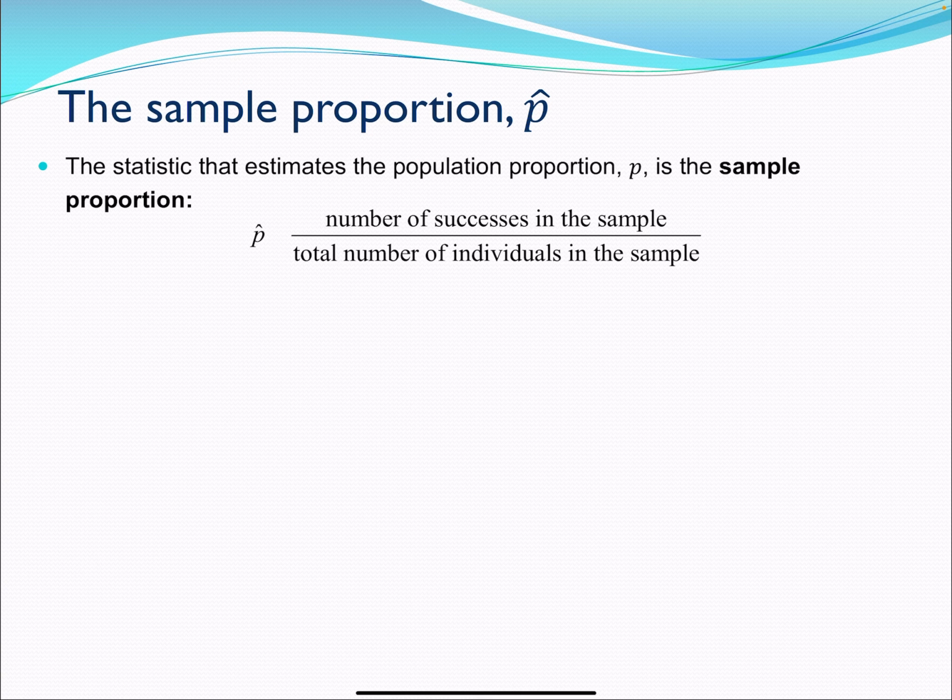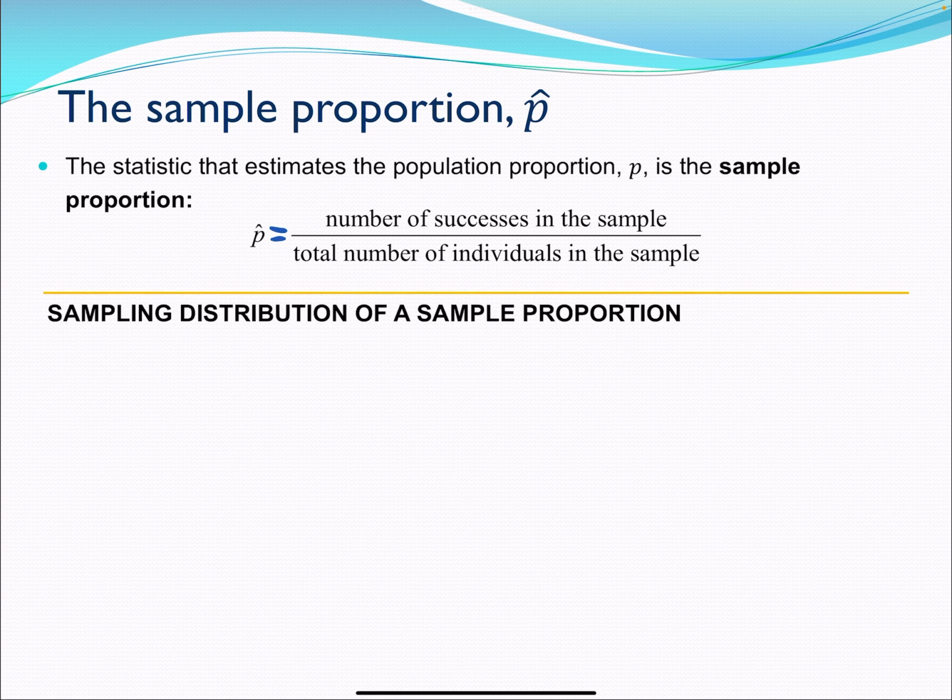The statistic that estimates the population proportion p is the sample proportion p hat, and p hat equals the number of successes in a sample over the total number of individuals in the sample. Now, success doesn't actually mean success, like pass or fail. It could be, say, I want to know how many freshmen are at this university. So to be successful would be to be a freshman out of the total population of the university.